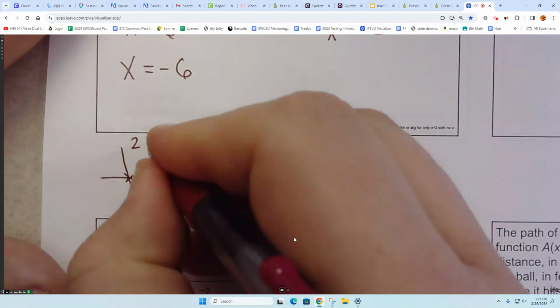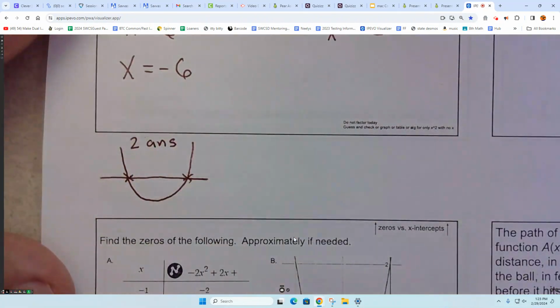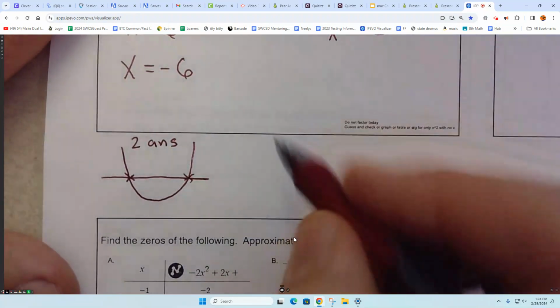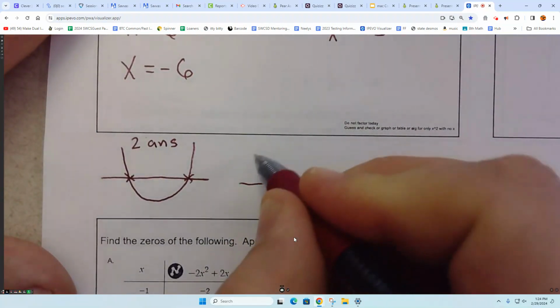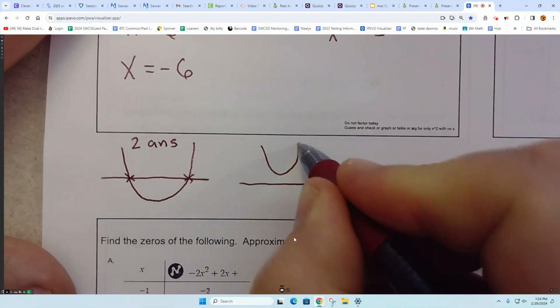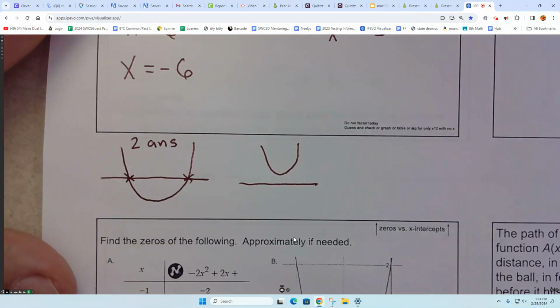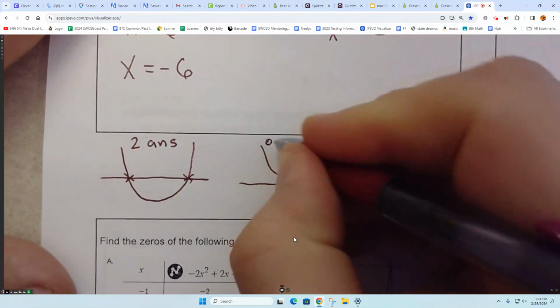That's why we have 2 answers. Now you may say, but wait, Mr. McConnell, what if our graph is above or below? How many answers do we have then? 0. We could have 0 answers.